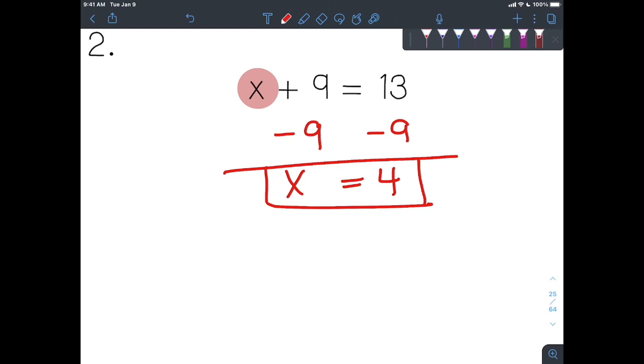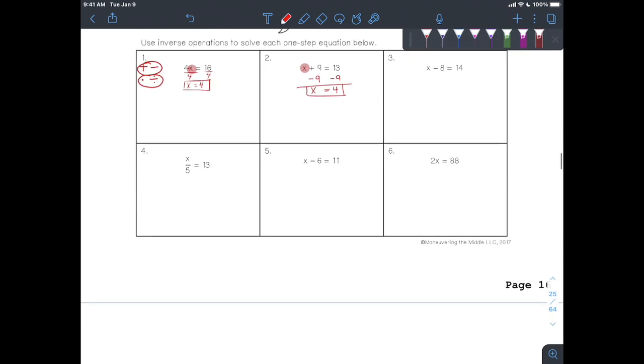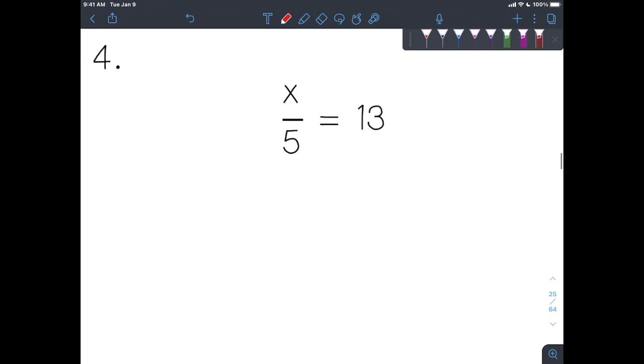All right. So now let's keep going. Here's a good one. X divided by 5 equals 13. I want to get my x by itself. 5 is currently dividing x, so I'm going to multiply both sides by 5. I'm doing the opposite.